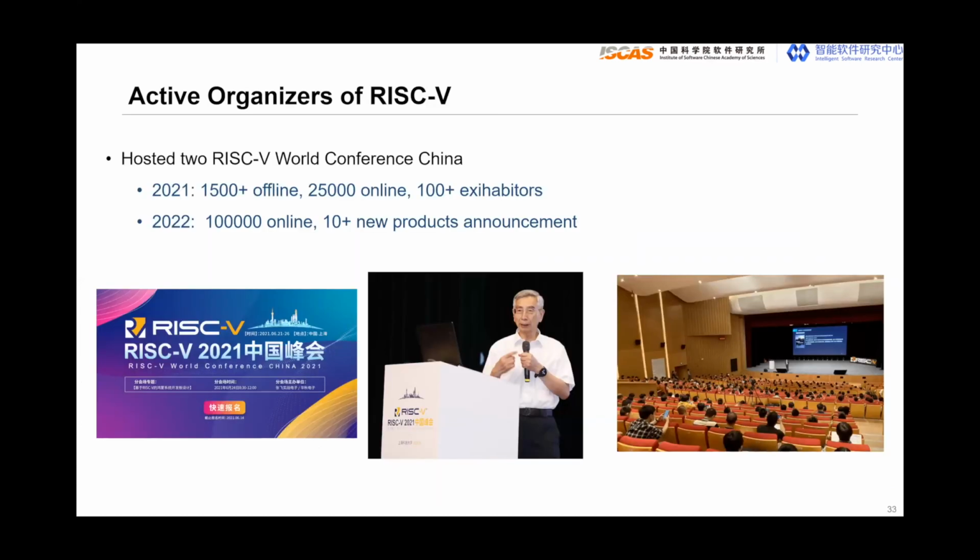We are also active organizers of the RISC-V community. We hosted 2 RISC-V World Conferences in China. In 2021, we had the first RISC-V Summit China in Shanghai, with more than 1,500 people offline and more than 25,000 online, and more than 100 vendors and exhibitors. And this year, because of the pandemic, we only had online meetings, and the participants numbered more than 100,000, and 10 very important new products were announced at the summit.